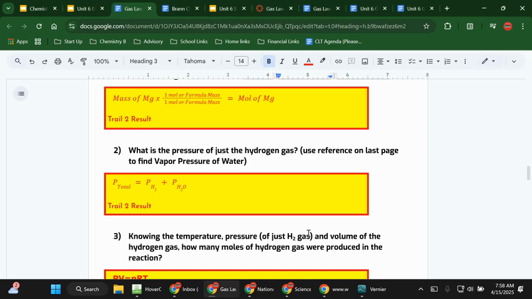Calculation 2, total pressure. What's the total pressure? 99.25. What's the pressure of the hydrogen gas? We don't know. What's the pressure of the water vapor? You looked it up on the last page of your lab. Therefore, you could solve for the pressure of hydrogen gas. Give me the results for your second trial. Number 3.